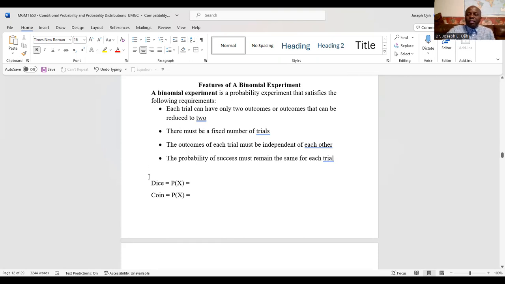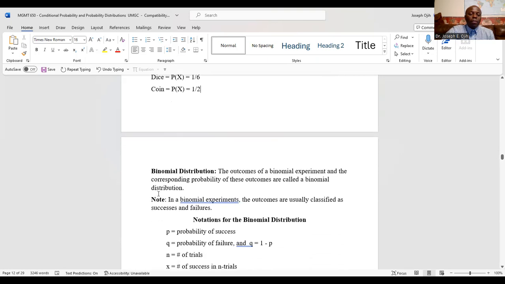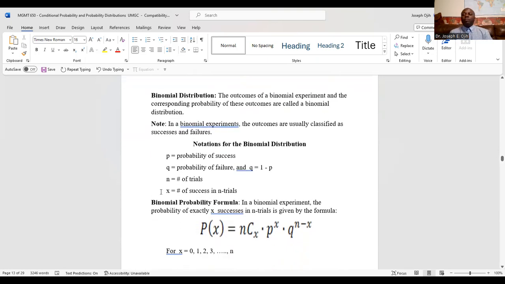For a dice that has 6 sides, the probability of success for a given number is 1 out of 6. And for a coin, for example, success is 1 out of 2 because a coin has 2 sides. That will give you an idea of what I'm talking about here. Now, the binomial distribution. All the outcomes of the binomial experiment and their corresponding probabilities are called the binomial distribution.